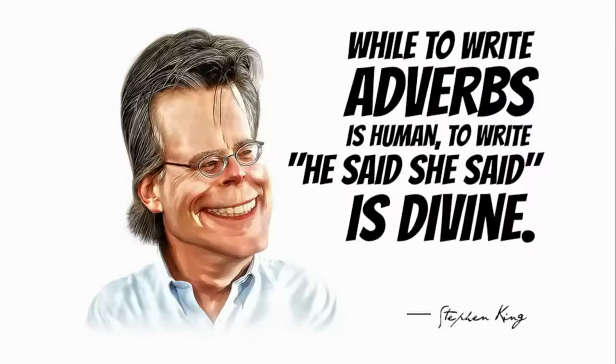Okay. So Stephen King says, well, to write adverbs is human. To write he said, she said is divine. So when in doubt, don't try to add too much to your dialogue tags to make it seem more real to the reader. Just say he said, she said, and let the dialogue come out the way it's supposed to, let it color the characters and how they're speaking. If you have an exclamation point, you don't have to say that they shouted because clearly they're shouting, right?